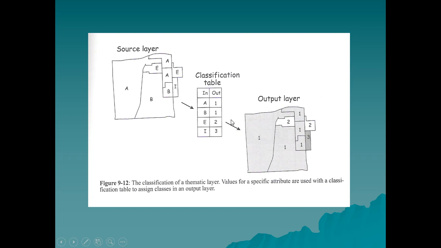This is the result. Notice all the A's and the B's have all been assigned 1. So now we actually have what should be one large polygon. Oftentimes in GIS we could neaten this up by using an operation called dissolve to dissolve these lines intersecting polygon 1. Okay, so this is an example of reclassification.